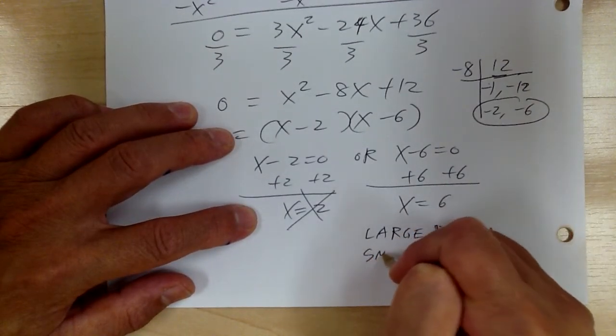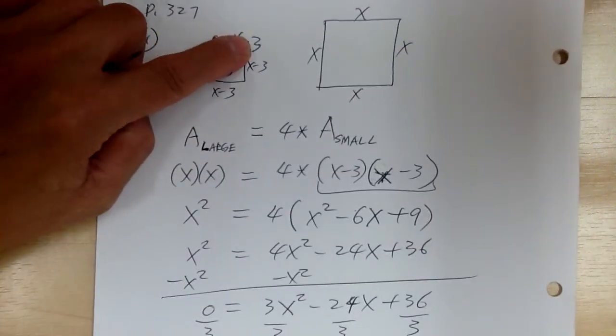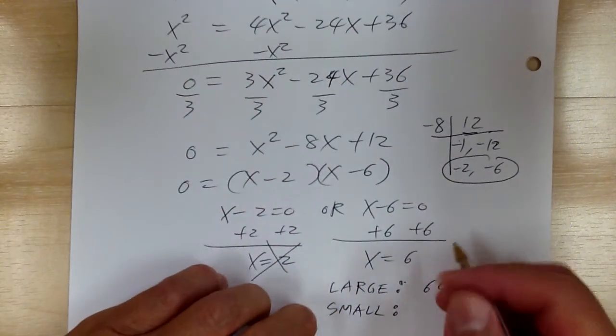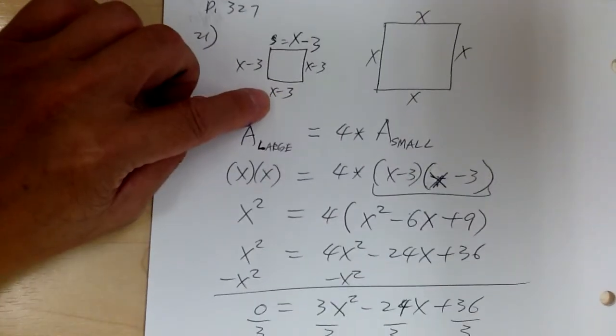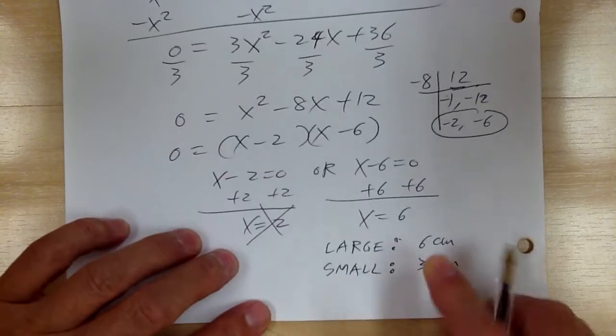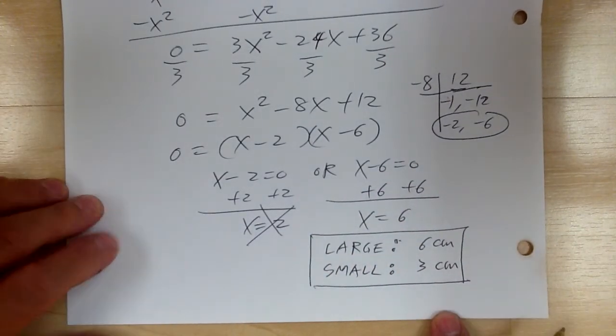And the small square is over here, so it's x minus 3. So 6 minus 3 will give you 3. Again, I get it from here, x minus 3. And so that's your answer for number 21. Okay, let's go to 23.